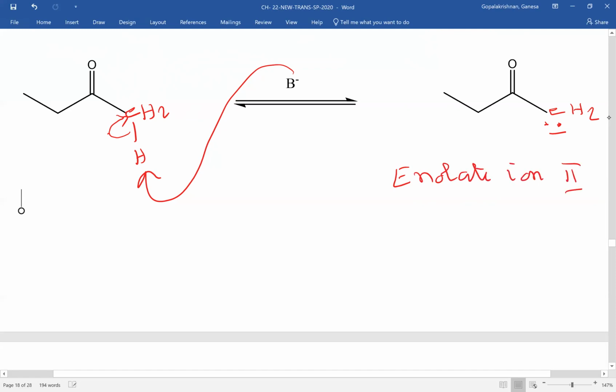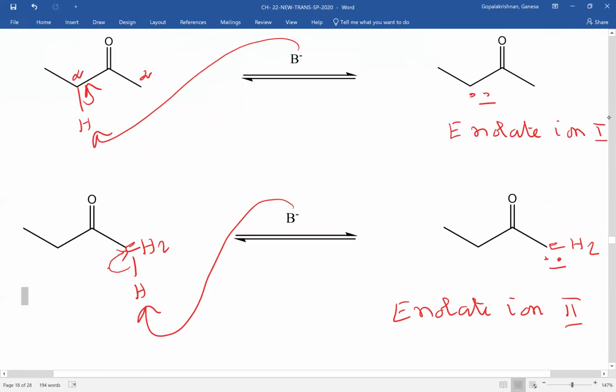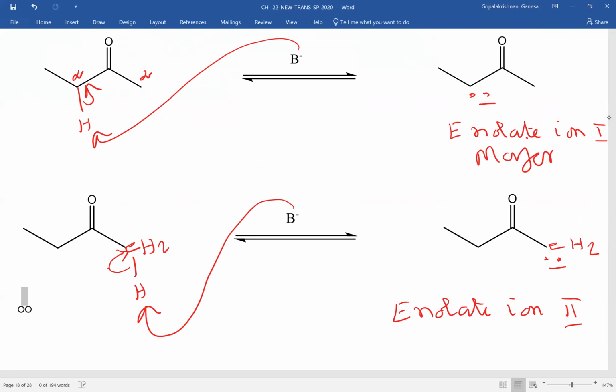We can use the same argument we used for the enol. This will be the major of the two. That means that this will be the minor of the two. The reason is it is more acidic. It is easy to pull the proton from there. But here the CH3 proton is less acidic. It is harder to abstract it from there.